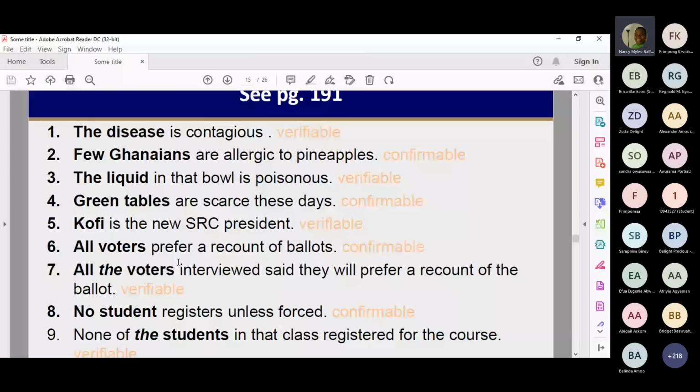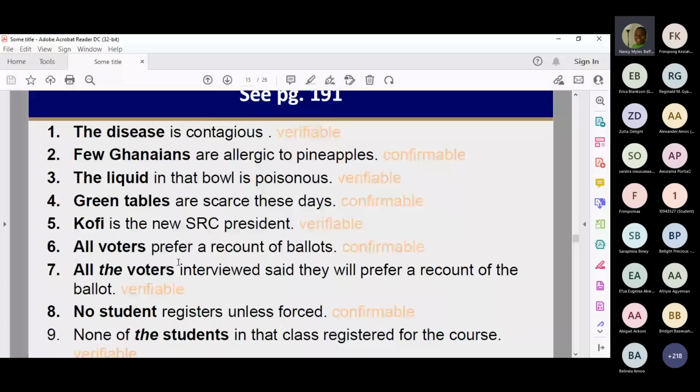Now listen. The person said all voters prefer a recount. All those who vote. That's what the person is saying. It is a generalization, a law-like one, a universal one at that.